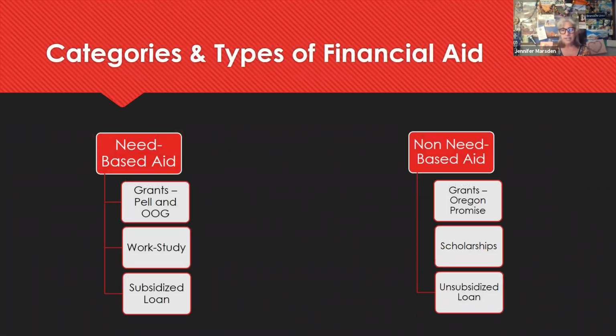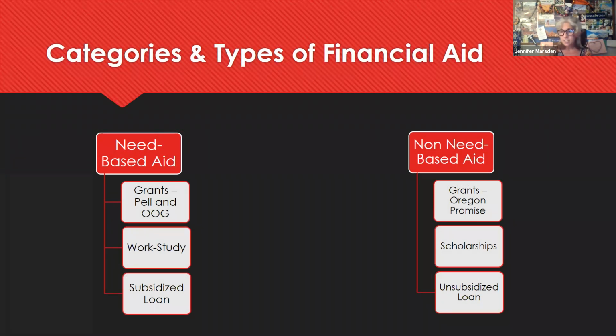So there's two kinds of aid. There's need-based aid based on a family and a student's financial resources, and then there's non-need-based aid. So need-based aid, like I said, is based on a family's finances. And so grants like the Federal Pell Grant, the Oregon Opportunity Grant are need-based aid. Work study is another form of aid that colleges give that is also usually need-based.